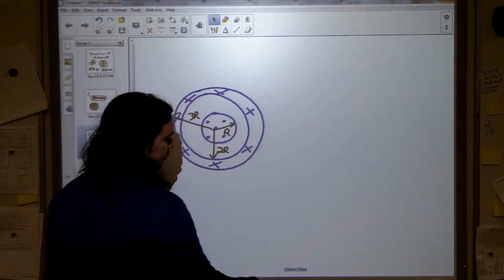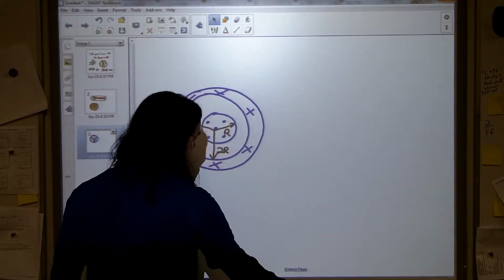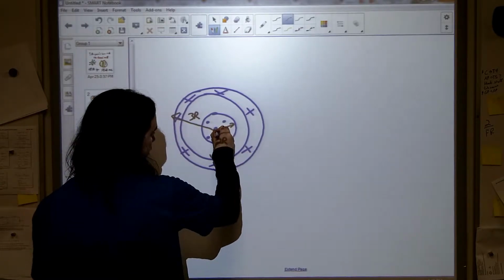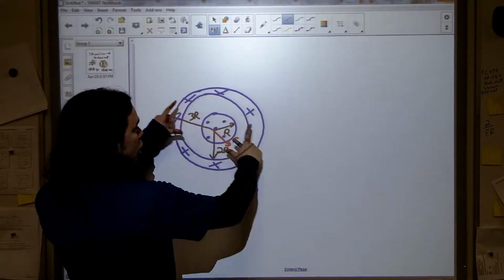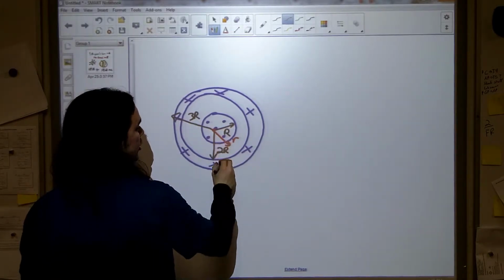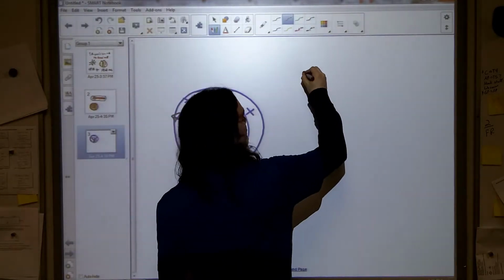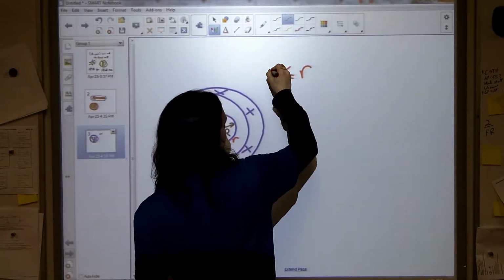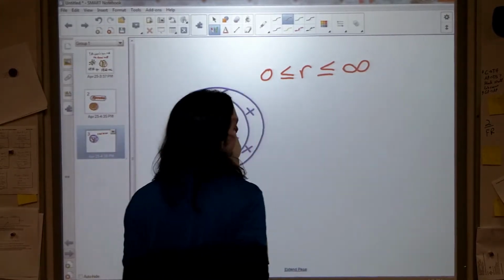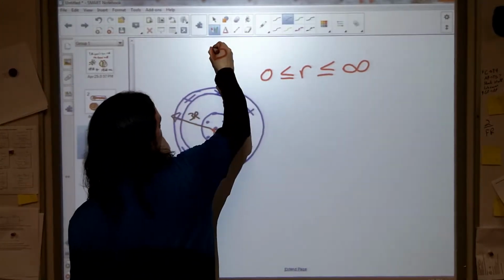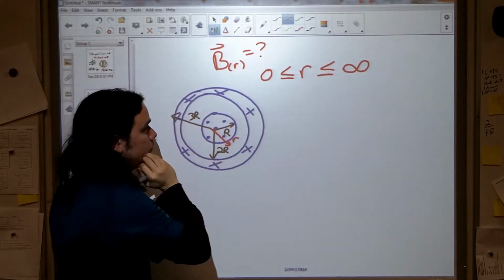I want to find the magnetic field around this wire as a function of some distance, little r. Now, I want to find the magnetic field at all points going from the very center of the wire all the way out to r equals infinity. So I want to go from 0 is less than or equal to little r is less than or equal to infinity. And I want to know what the magnetic field from this wire as a function of r will be.